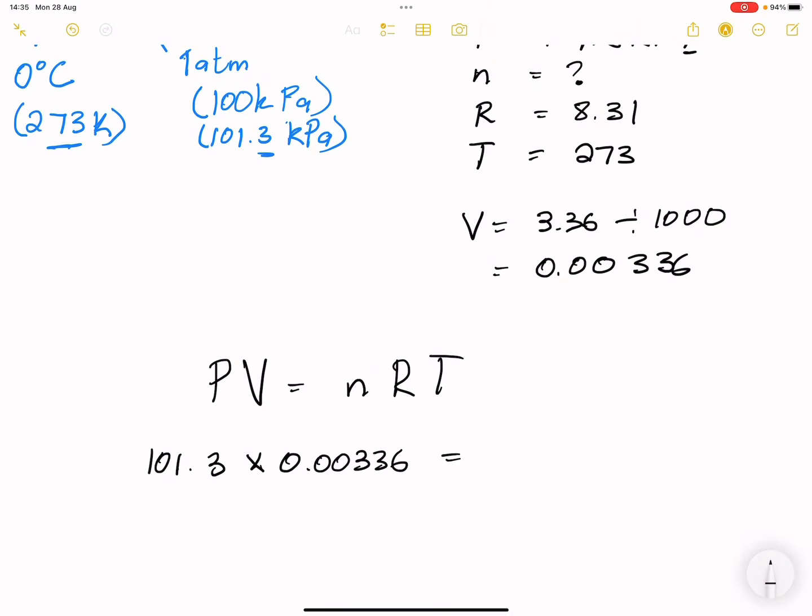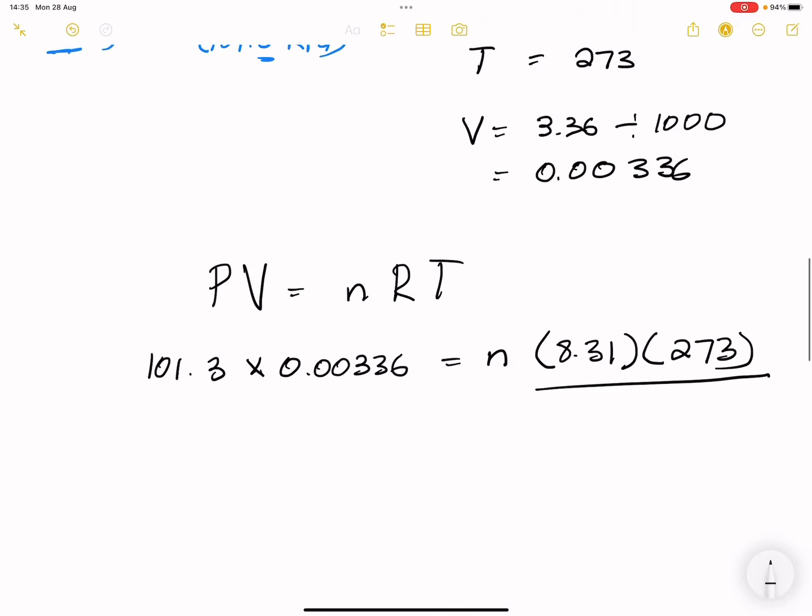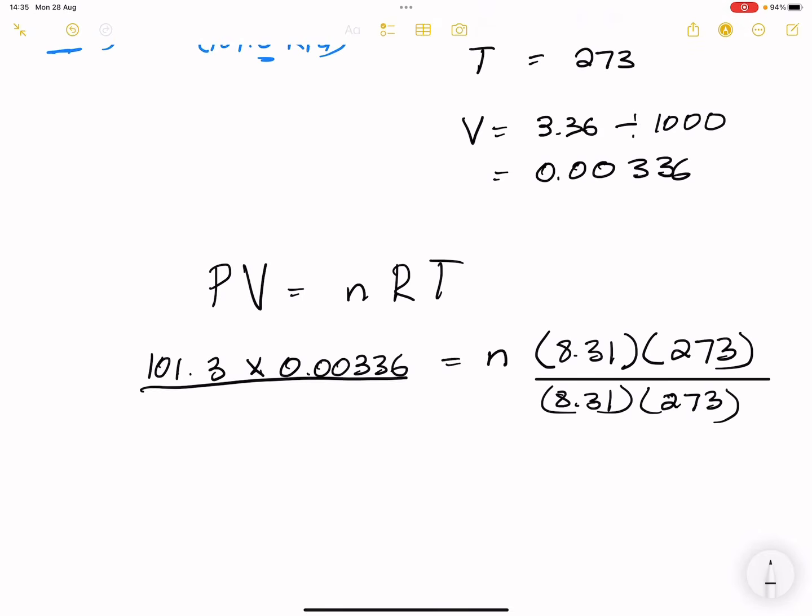Which is equal to n. Now remember, n is the number of moles, right? So that's what we're looking for. But we know that R is 8.31 and temperature, we said, is 273. Because we're looking for n, we're going to divide both sides by 8.31 times 273. Of course, what I do on the left, I do on the right-hand side.